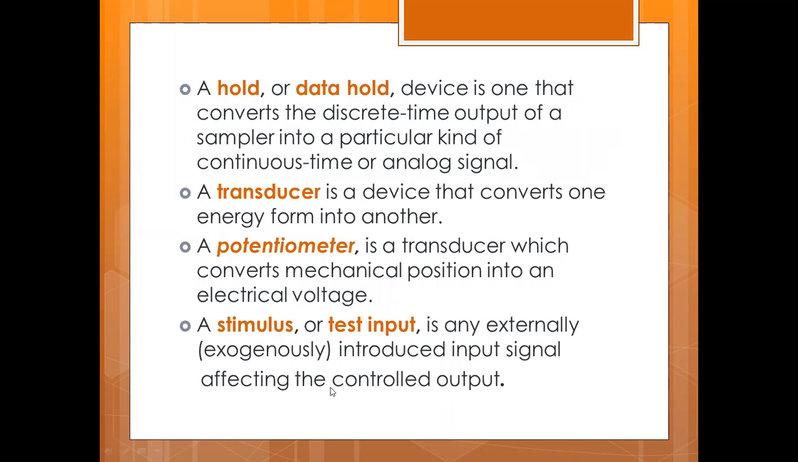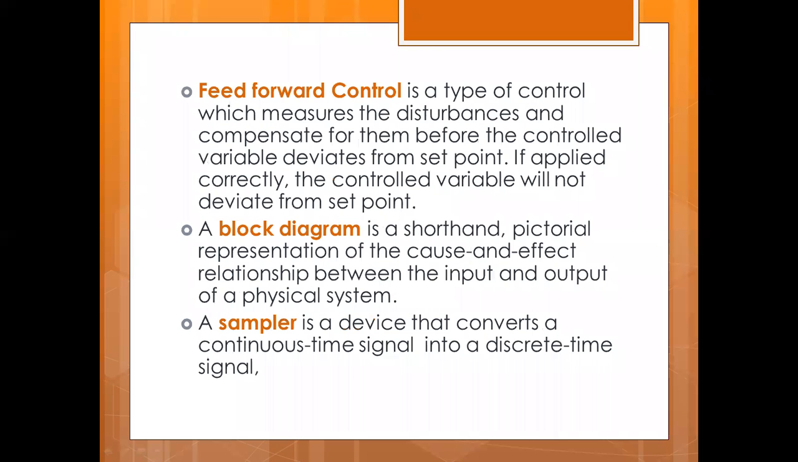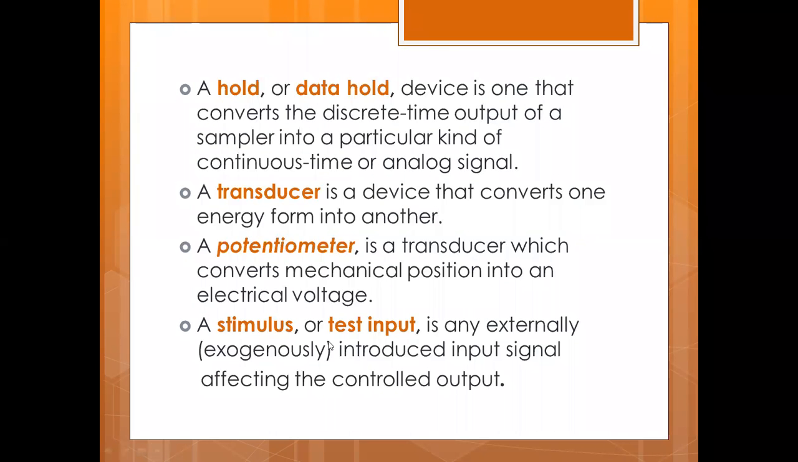Now we have what we call a hold or a data hold, which is a device that converts the discrete time output of a sampler into a particular kind of continuous time or analog signal. So the opposite of the sampler is the hold. So it converts your discrete data to continuous data.